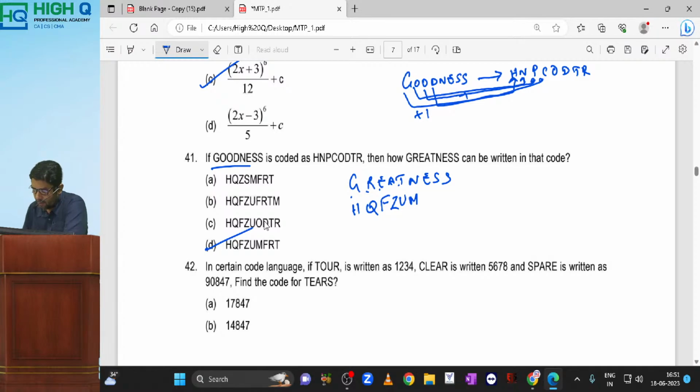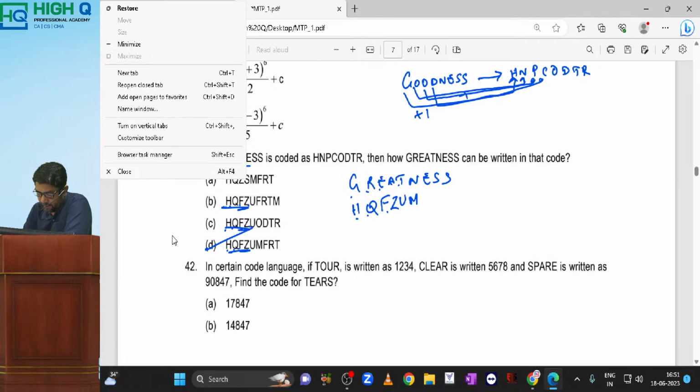Next one. In all the options, these 5 letters were the same. Only the 5th letter is different, and then accordingly I have selected the option. Answer is done. Next step.